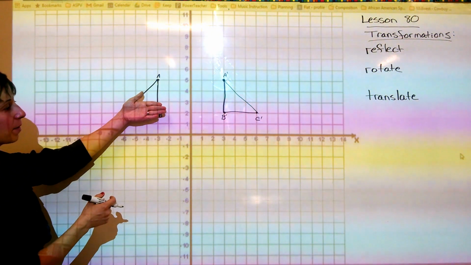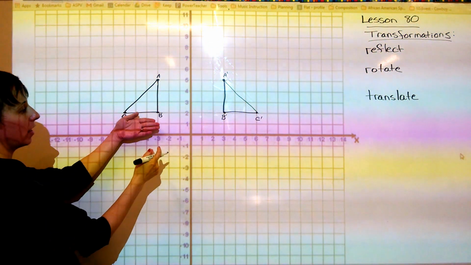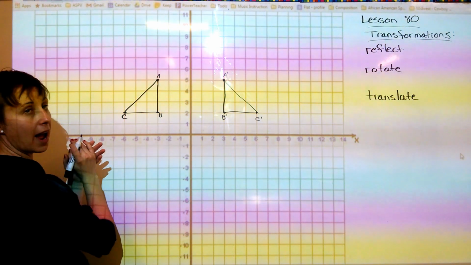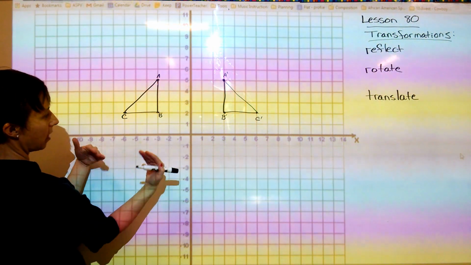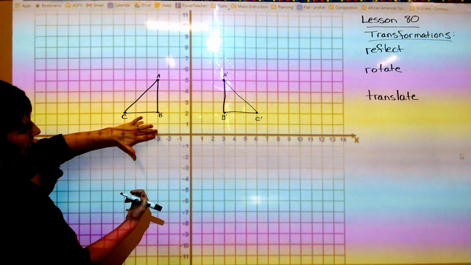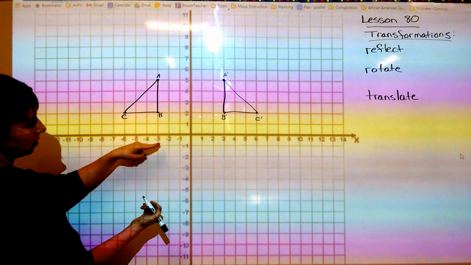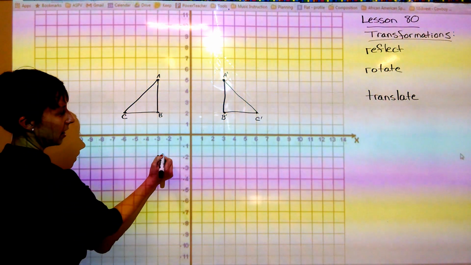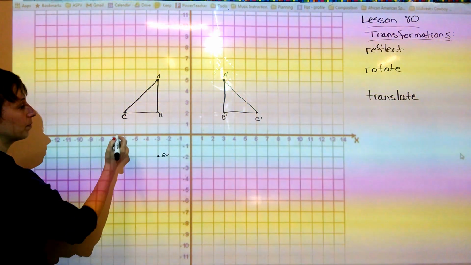If they'd asked us to flip it over the x-axis, we would do the same thing. Only instead of counting how far it was from the y-axis, we count how far it is from the x-axis. If we were flipping this direction, B would flip down this way. It is 1, 2 from the x-axis, so we count down 1, 2. Here would be B1, B2, I suppose. Since this was B1, this would be B2.